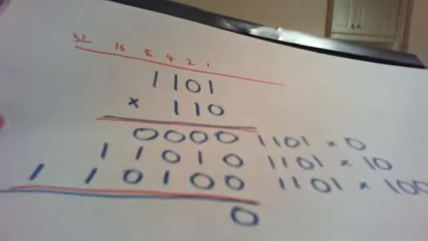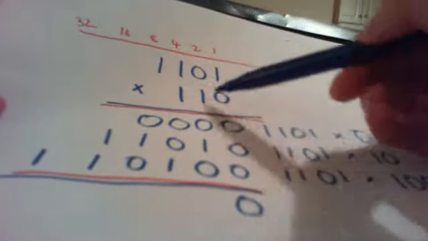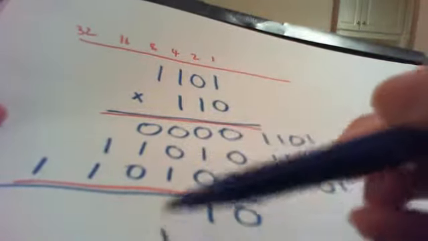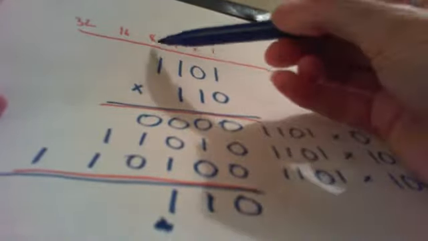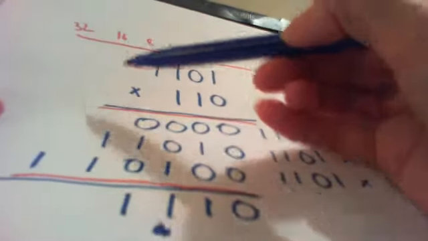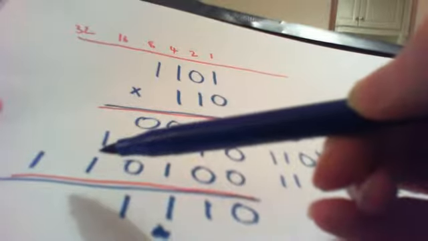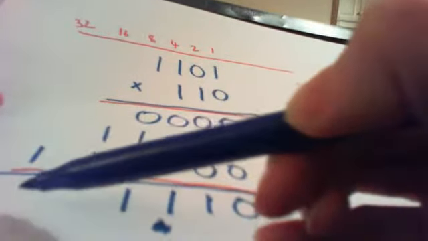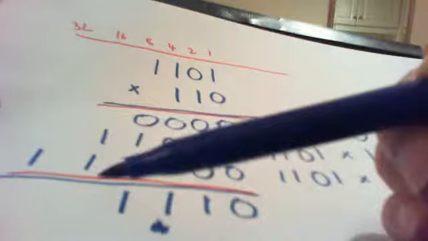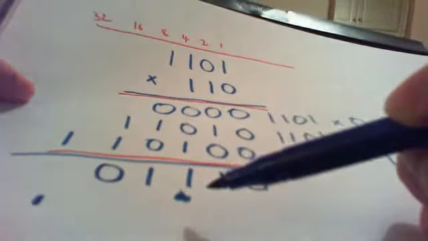Remember, that's the sum. How many lots of 2? 1. How many lots of 4? 1 lot of 4. How many lots of 8? 1. How many lots of 16? 1 lot of 16 plus another lot of 16 gives me 32, which means I've got 1 lot of 32. There's my little carry. 0 lots of 16.